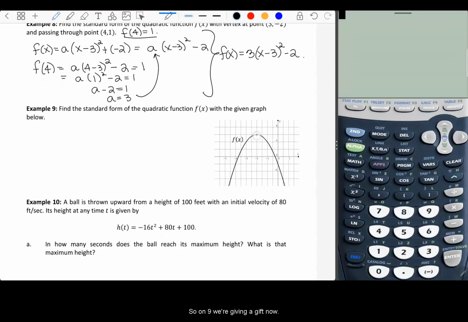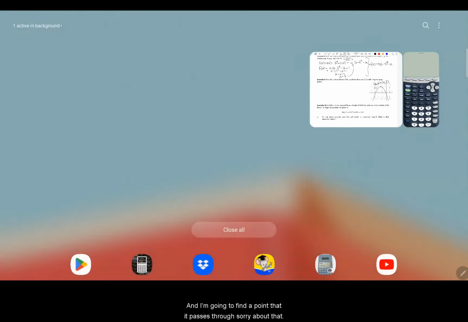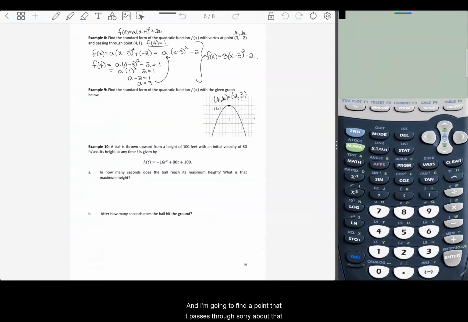So on number 9, we're given a graph now. And we're to find the standard form. So first thing I'm going to do is find the vertex. And on this graph, it's at negative 2 on the x and 3 on the y. And I'm going to find a point that it passes through.